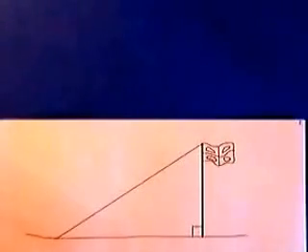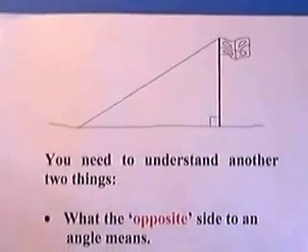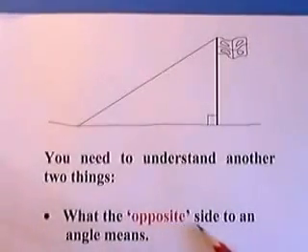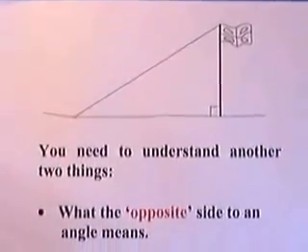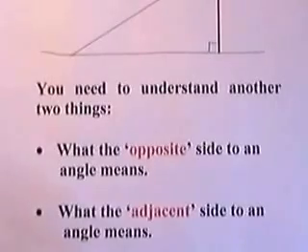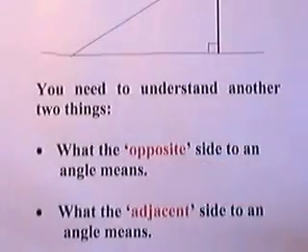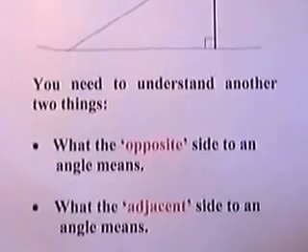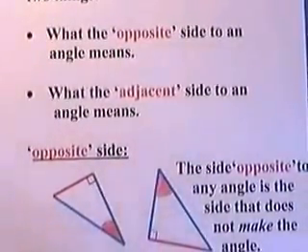Now there are 2 things you really need to be clear about, you really need to understand if you want to get to grips with trigonometry, and here they are. You must understand what the opposite side to an angle means, and you must understand what the adjacent side to an angle means. Okay, there are 2 fundamentally important things you need to know if you want to use trigonometry successfully. Okay, let's start by looking at what we mean by opposite side.